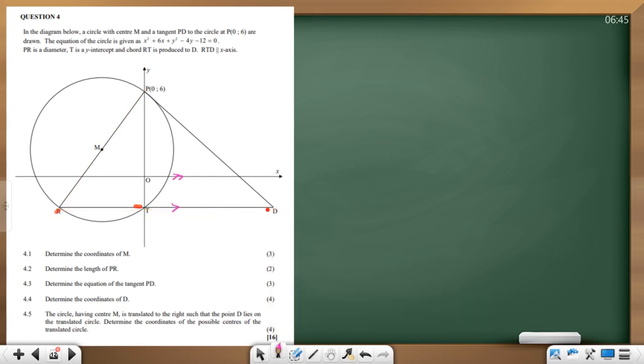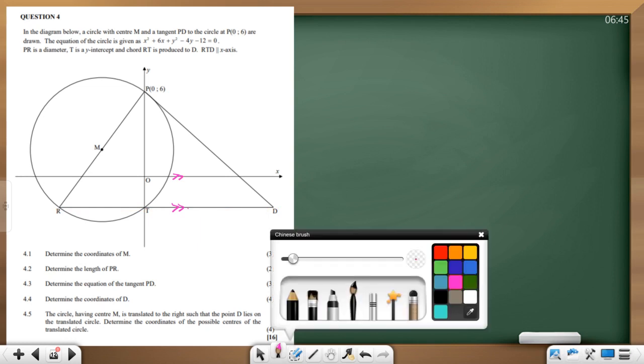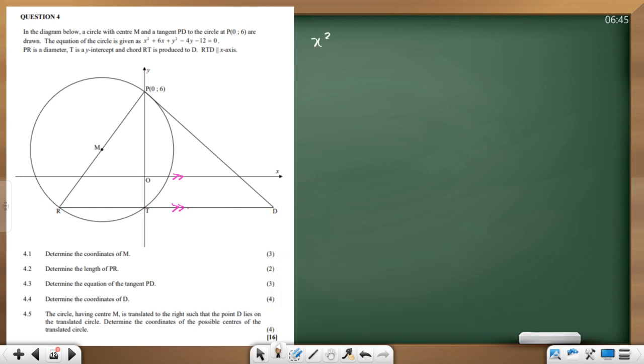This and this are parallel. Determine the coordinate of M. What do you know? Coordinate of M, that's the center of the circle. You can do that without even wasting time. All right. Minus 12. But let's just write the equation of the whole circle.